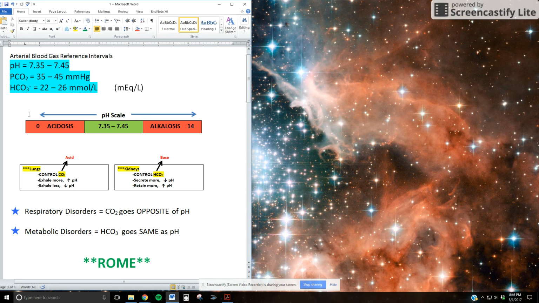Moving on, we've got this pH scale. It's pretty simple. As we said before, the pH of blood is 7.35 to 7.45. And then we know that if the pH is below 7.35, it's acidosis. And if the pH is above 7.45, it's alkalosis. And so that's a good visual aid to look back at.